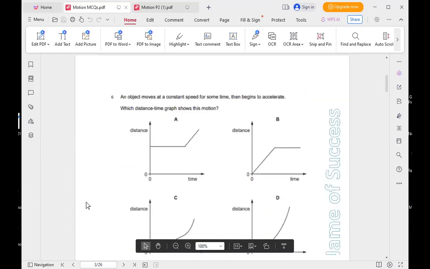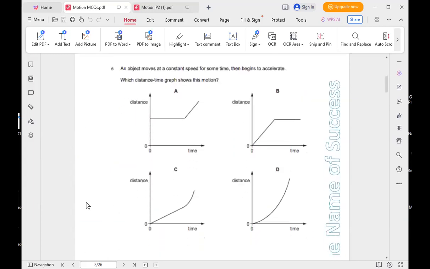Okay, now come to the next question, number 6. In question number 6, they are asking about an object that moves at constant speed for some time, then begins to accelerate. First the speed is constant and then it accelerates. Constant means, in a distance time graph, all the graphs here are distance time, the gradient will be constant first.